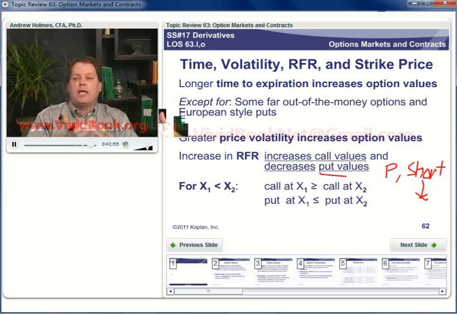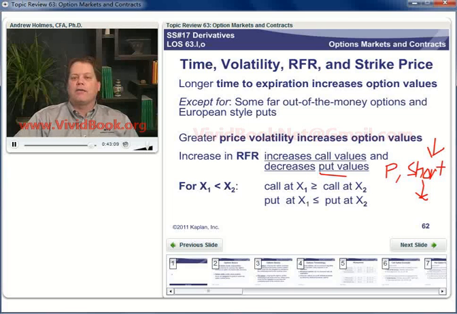Okay, you're going to get the $20. What are you going to do with the $20? You're going to invest it, so you're going to earn the interest rate on it. So as interest rates go up, it makes shorting look more attractive relative to the put. So an increase in the risk-free rate is going to decrease the value of the put.